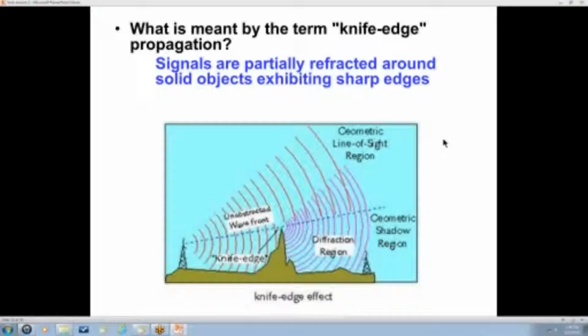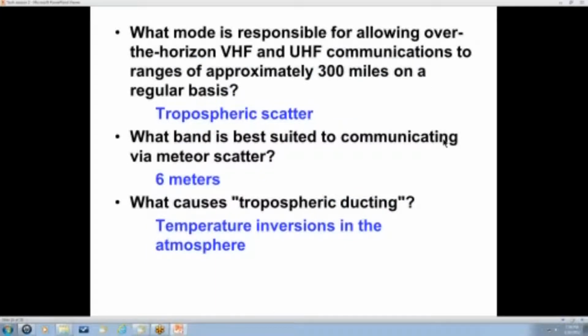What mode is responsible for allowing over-the-horizon VHF and UHF communications to ranges of approximately 300 miles on a regular basis? That's called tropospheric scatter. The troposphere is a lower layer than the ionosphere, and sometimes you get scattering that will allow that kind of communications for VHF and UHF.